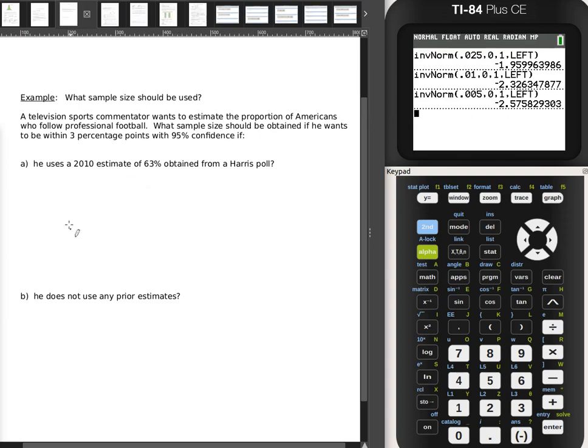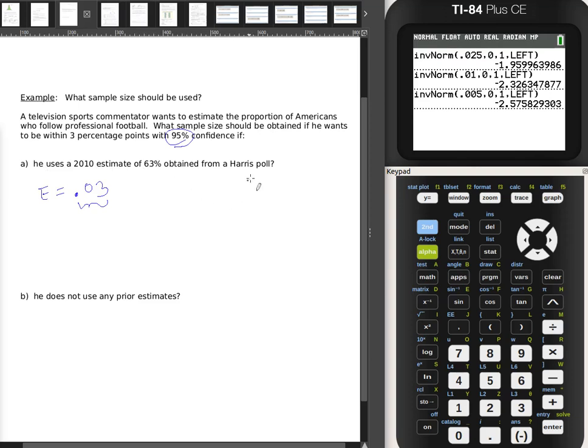And so 3 percentage points, what that's talking about is he wants the margin of error to be 3%, which we can call, as a decimal, 0.03. So he wants to be this close, no farther than this, from the point estimate on either side. And we're using a 95% confidence level. He uses a 2010 estimate of 63% obtained from a Harris poll.